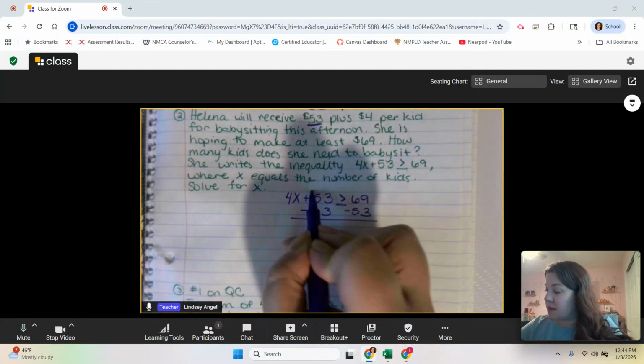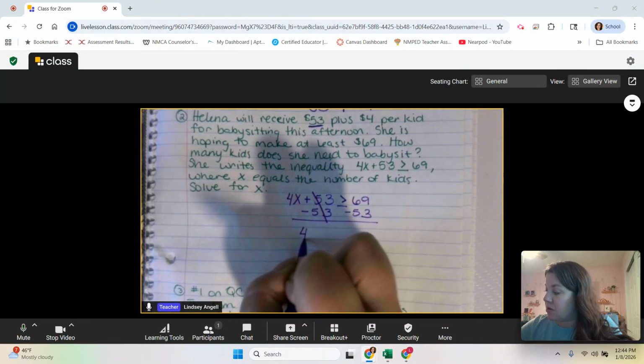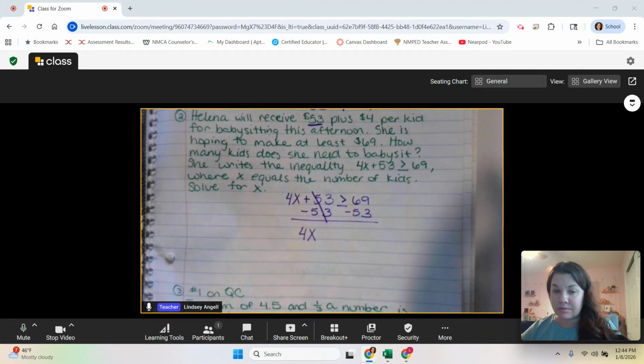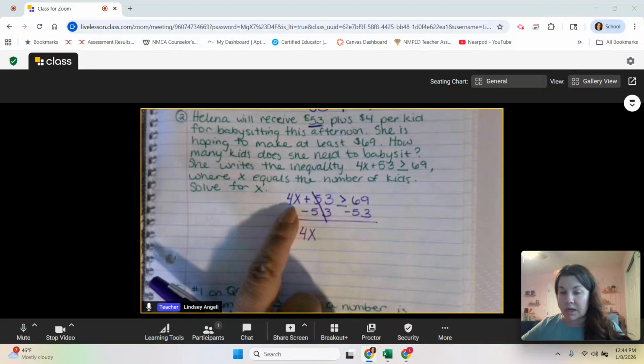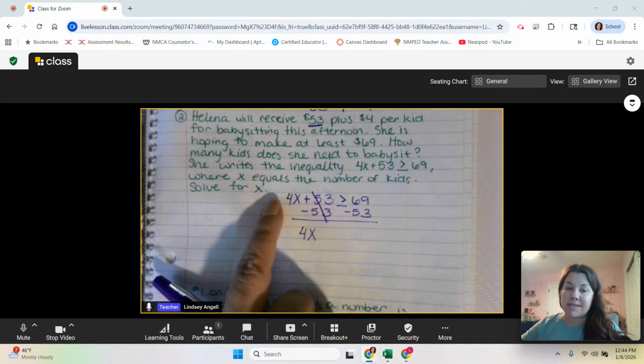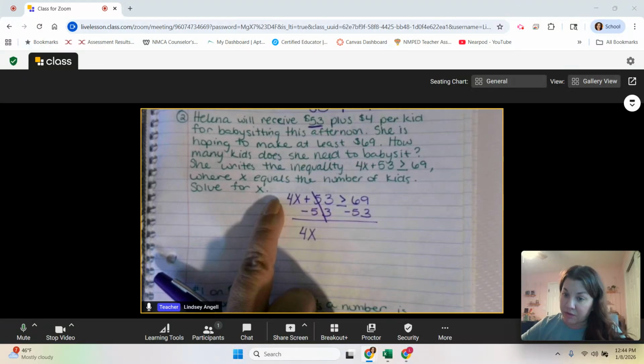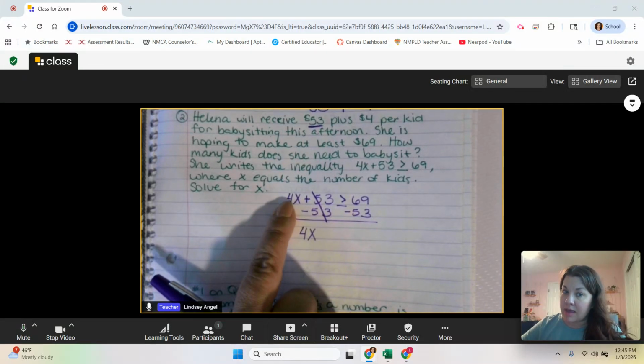So 53 minus 53 is 0. We're left with 4x. Notice, I'm sorry, I'm stopping real quick. Notice the x wasn't literally the first thing, okay? It came after the 4.